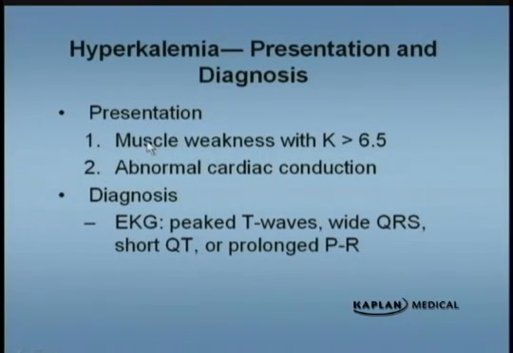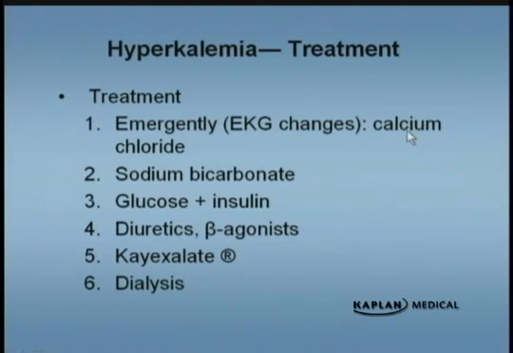Hyperkalemia happens with muscular and cardiac effects. How do you die? Potassium kills you with muscular and cardiac effects. If you have peaked T waves, the best initial therapy is calcium chloride and calcium gluconate. Calcium chloride and calcium gluconate do not lower potassium levels in the blood. They protect the heart.